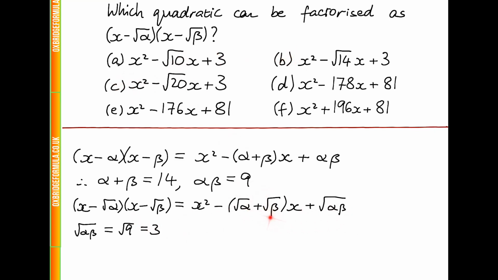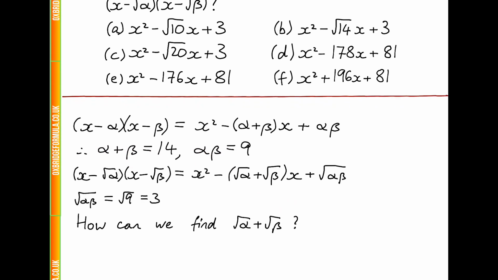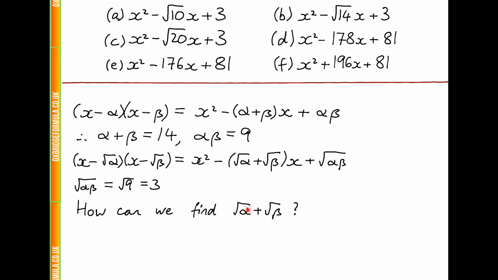But how can we find square root alpha plus square root beta? That's not a particularly nice expression, and it doesn't seem to follow from alpha plus beta or alpha times beta. Well, since both things are square rooted, let's instead think about squaring it. What's that equal to? Algebraically, if we square this, we get square root of alpha squared, which is alpha, plus 2 times the product of these things, plus the square root of beta squared, which is beta.